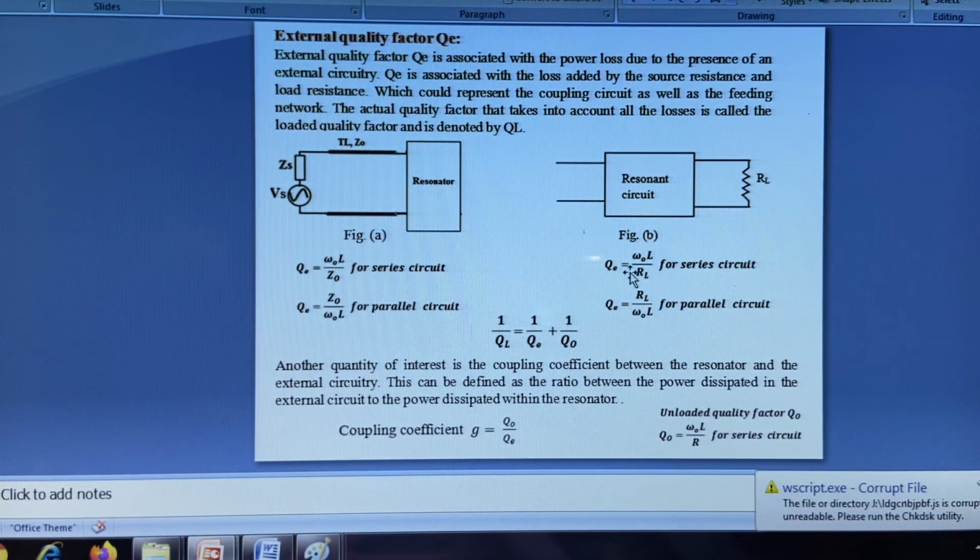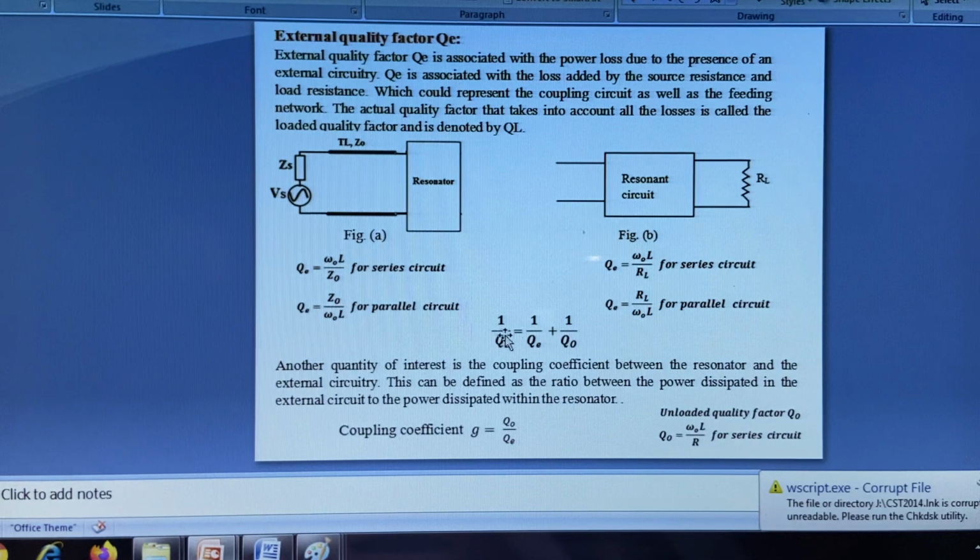Similarly, the external quality factor associated with the load resistance RL is defined by these two equations. That is, the external quality factor QE is equal to omega naught L divided by RL for a series circuit, and it is equal to RL divided by omega naught L for a parallel circuit. If this resonator is a parallel circuit, then this is the equation.